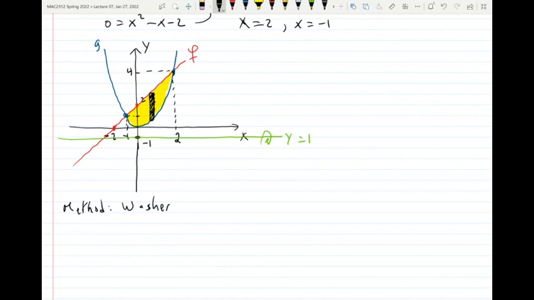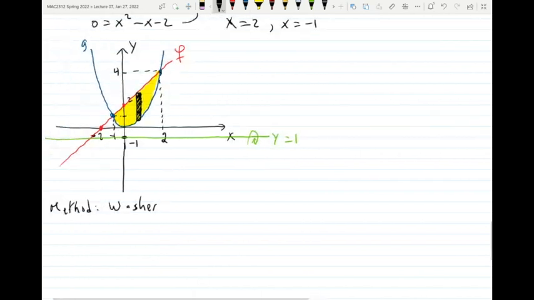So, okay, washers. What's the variable? X. So the variable is x. Does everybody understand that the variable is x? Remember, the position of the rectangle perpendicular to whatever axis, that's your variable. Because here, to cover the entire region, how do you move the rectangle? From left to right. Because perpendicular, you have to move it like this, from left to right. Yes? If you put it horizontal, you move it from bottom to top. That would be y. Okay?